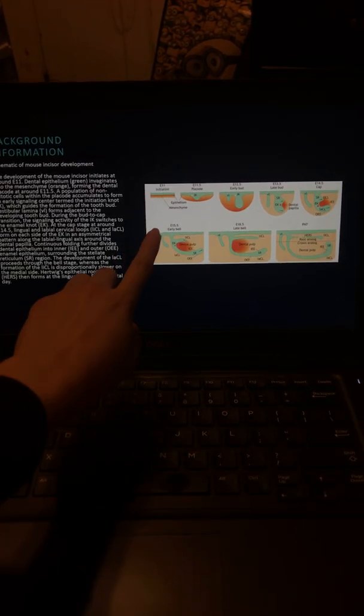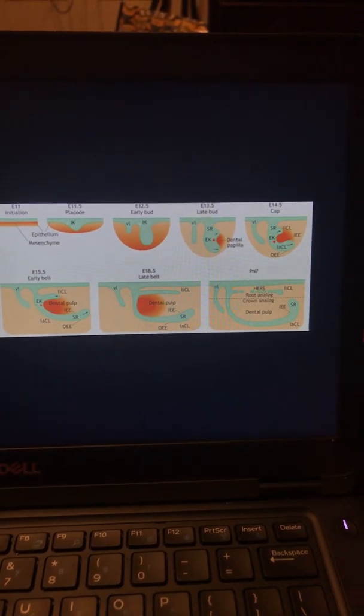So some background information. This is the schematic of the mouse incisor development. The development of the mouse incisor initiates at around E11, where the dental epithelium, where the green is, invaginates into the mesenchyme, which is the orange, forming the dental placode. Let me zoom in. Placode at around E11.5.